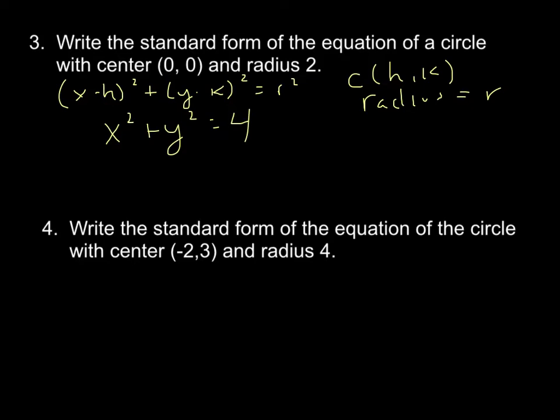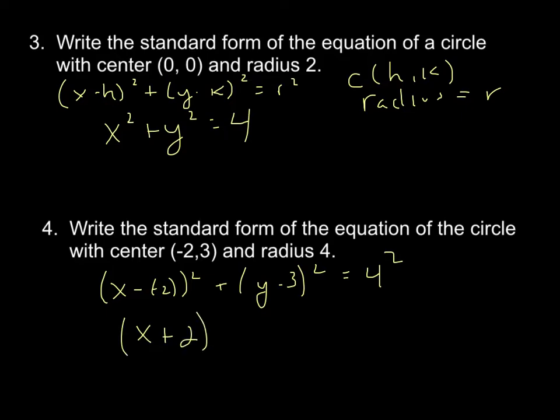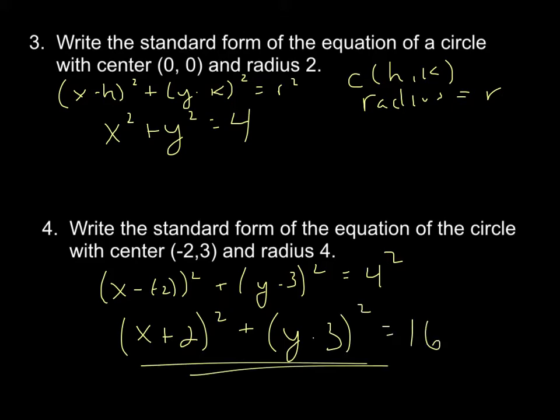Try number 4. So we're going to have x minus -2 squared plus y minus 3 squared equals 4 squared. So that becomes x plus 2 squared plus the quantity y minus 3 squared equals 16. And there is the equation of our circle with a center at -2, 3 and a radius of 4.